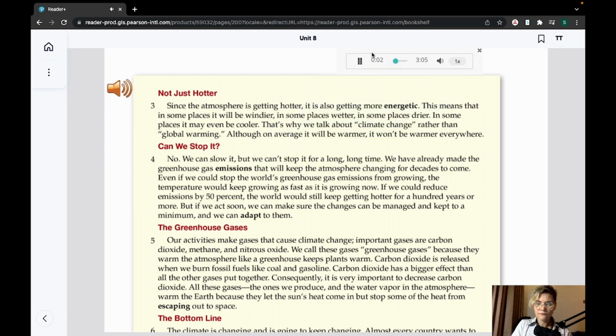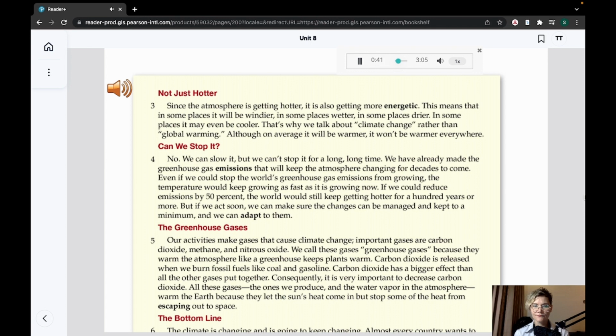Not just hotter. Since the atmosphere is getting hotter, it is also getting more energetic. This means that in some places it will be windier, in some places wetter, in some places drier. In some places it may even be cooler. That's why we talk about climate change rather than global warming. Although on average it will be warmer, it won't be warmer everywhere.